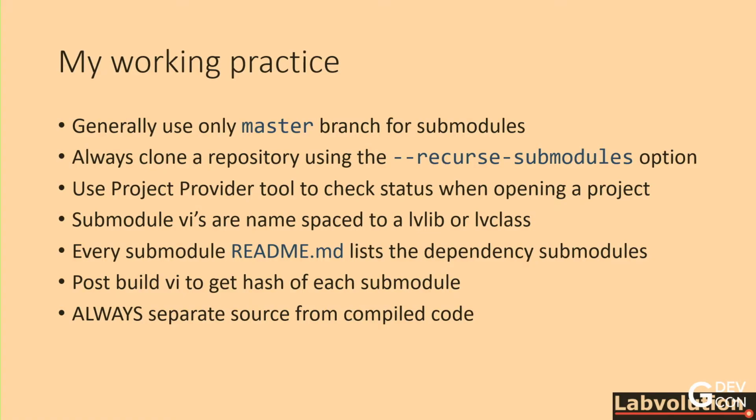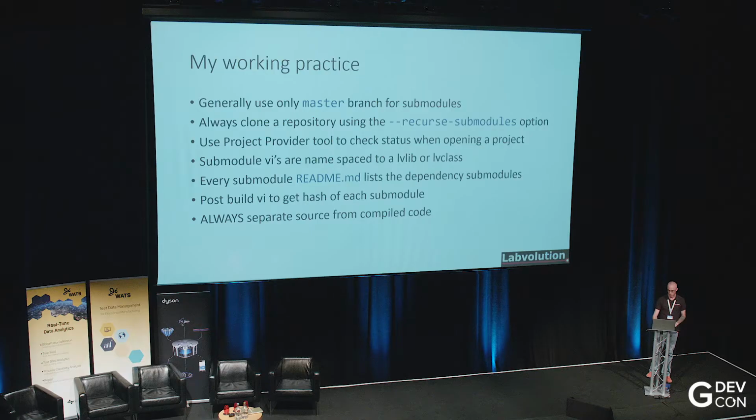Lastly, a bit about my working practice. How do I fit submodules into my workflow? Generally, I only use the master branch for my submodules. As I've said, they are active, growing libraries. They never really stay stagnant for long periods of time. Most of them carry on. So I generally only use the master branch.